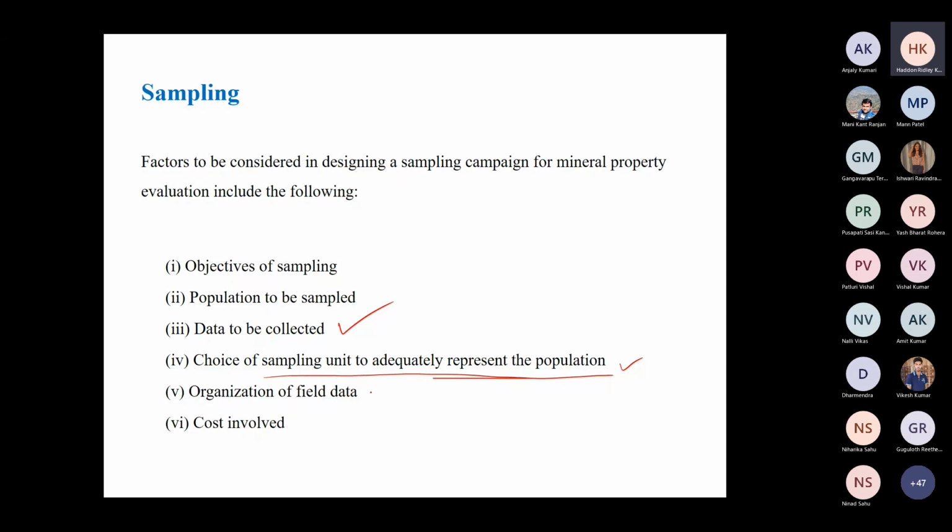How are you organizing or making the database? What is the cost involved in sampling? How many people are required for sampling? And who will be supervising the sampling? What is the reporting hierarchy? Whom do they report to? The entire thing should be properly organized and conducted regularly. That's why you call it a campaign.